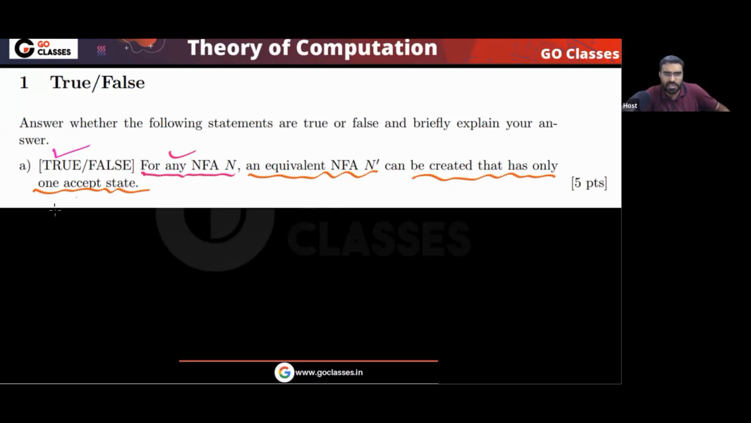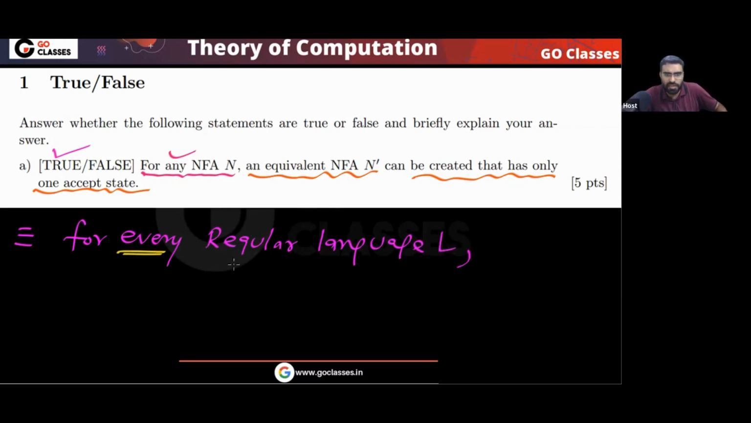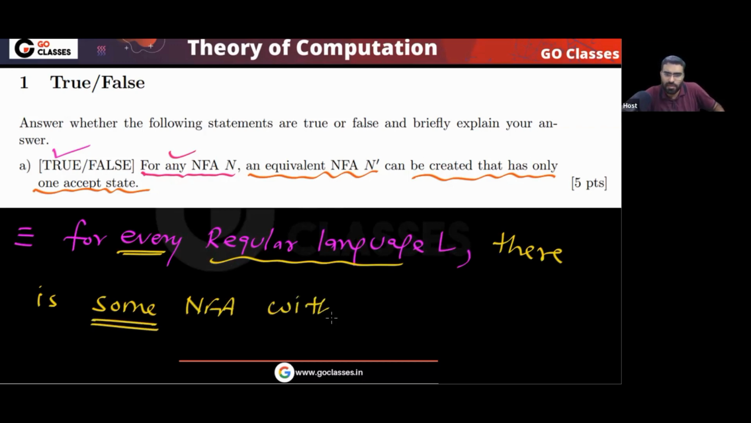But this same statement also means that for every regular language, whatever regular language you take, there is some NFA with one accept state, or I can say with one final state. Okay, how can you prove it?